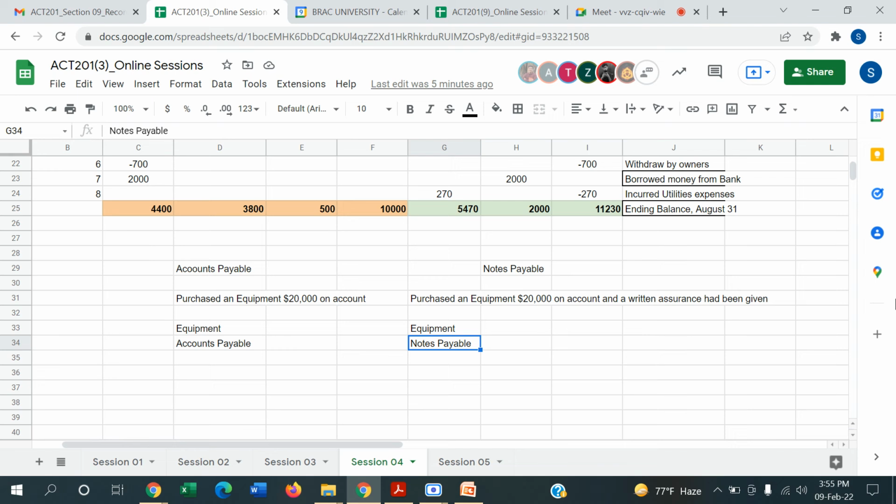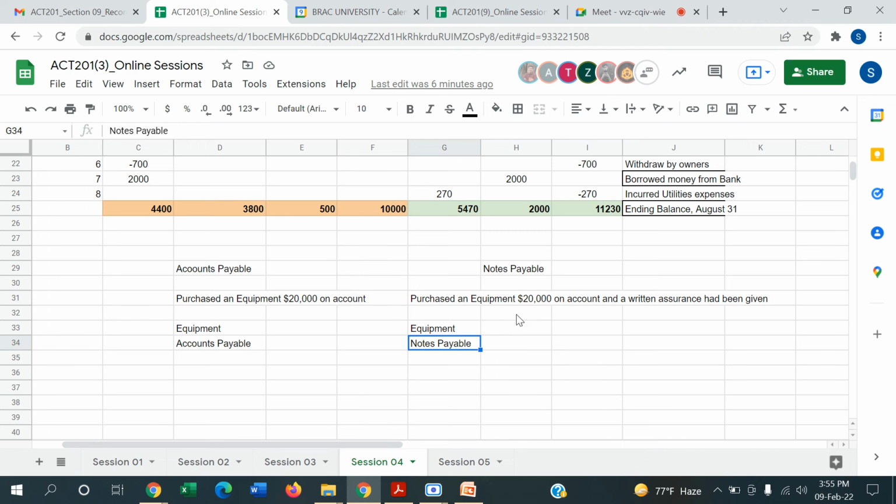Say for example, I have purchased an equipment from you with $20,000, and I have given a written assurance to you that I'm going to pay this $20,000 after 3 months. Okay. Now, by this time, you may need money. And in that case, what can you do? You can sell this notes payable to a third party, and that third party will collect money from me after that specific time period. So these are the benefits of having the notes payable.